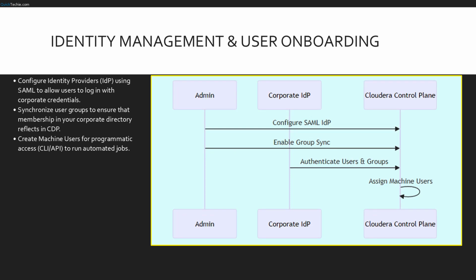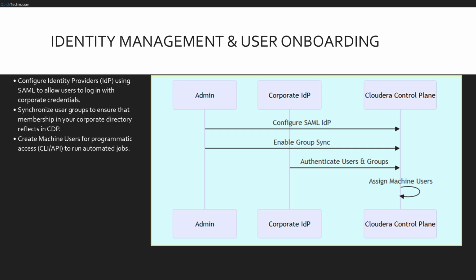Before you build clusters, you need users. Cloudera supports identity federation, meaning you don't manually create every user. Instead, you configure an identity provider or IDP to allow users to log in using their existing corporate credentials via SAML. Crucially, you must also synchronize user groups. This ensures that a data scientist in your Active Directory is recognized as a data scientist in Cloudera. For automation scripts that run jobs or provision clusters, you will create machine users, which are special accounts that use API keys instead of human credentials.